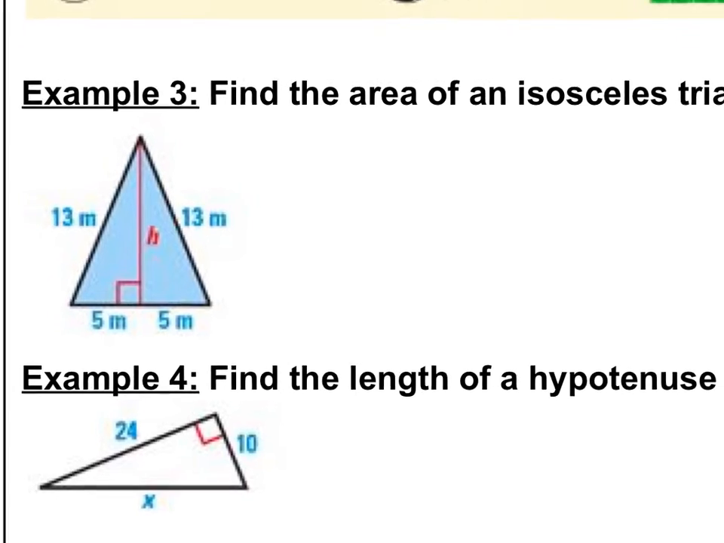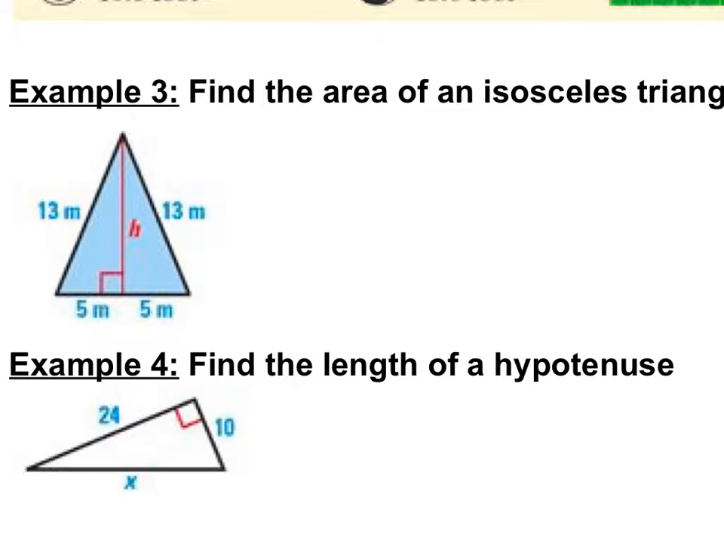So they want you to find the area of this isosceles triangle. If you remember, area of a triangle is base times height divided by 2. Well, if you notice here, we have the base. Unfortunately, we do not have the height. Okay, so we need to figure out h first.